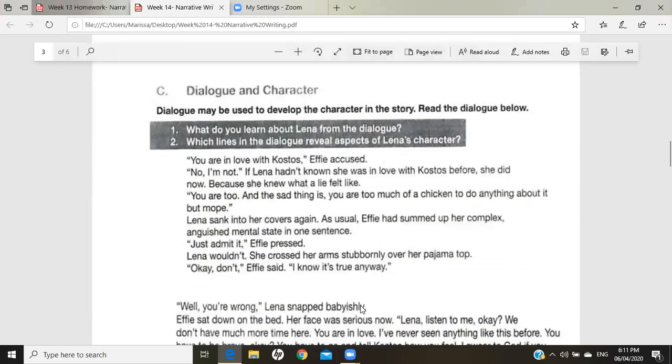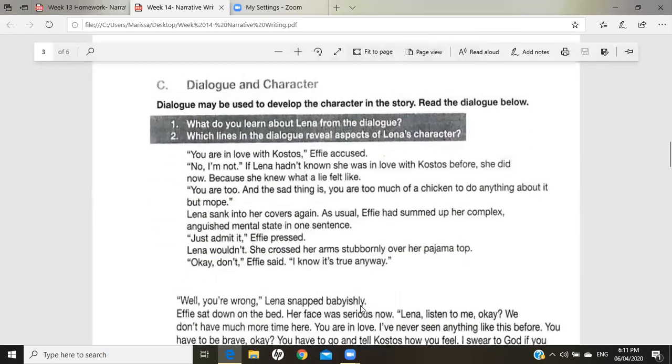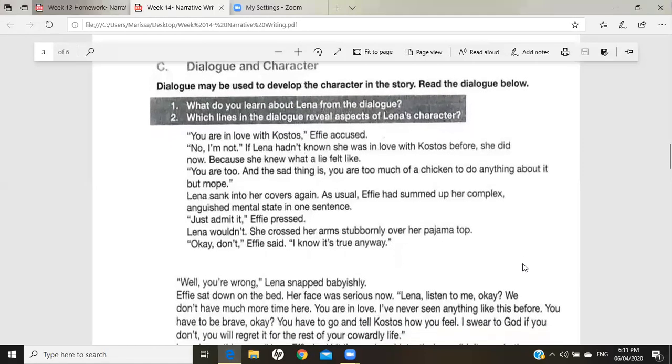Part C says dialogue and the character. It says dialogue may be used to develop the character in the story. It says read the dialogue below. The first one says, what do you learn about Lena from the dialogue? And which lines in the dialogue reveal aspects of Lena's character? So we got an idea that we have a character named Lena. So let's hear what this passage is about.